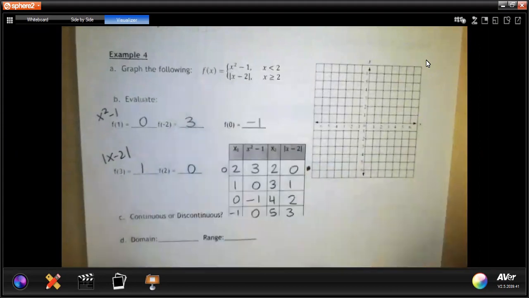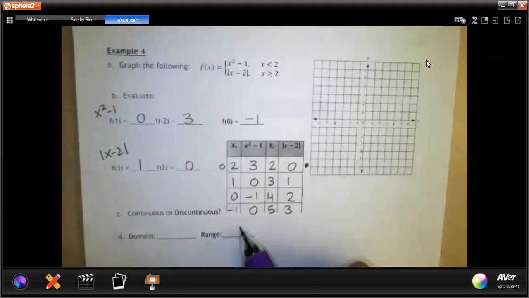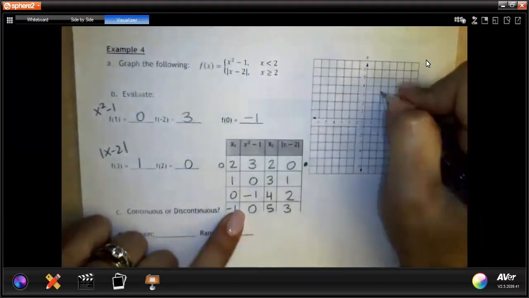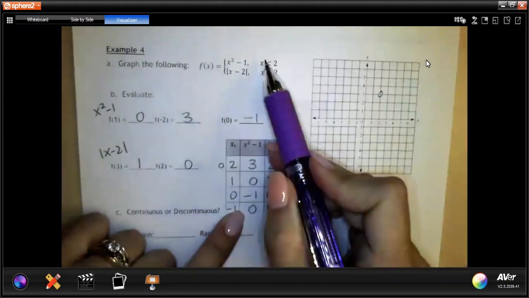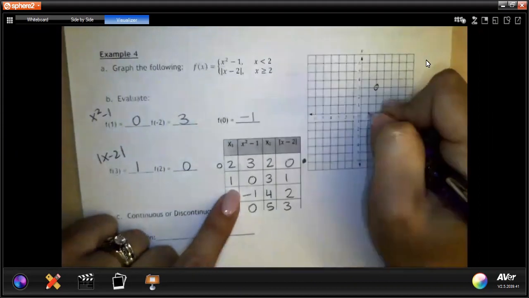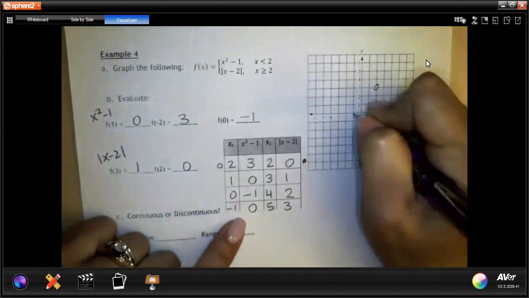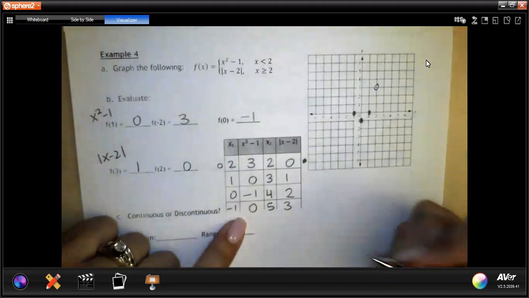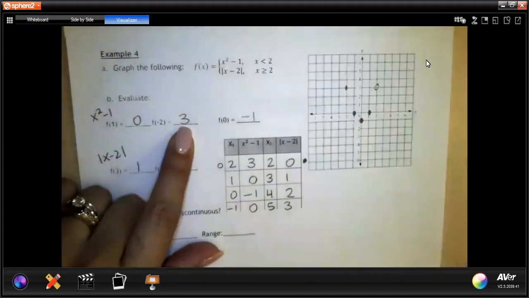Now we're ready to graph this. I'm going to start graphing these first ones. So I go to 2, 3, and I'm going to do my open circle there because we decided it was open since there was no equal sign. Then I got a point at 1, 0, 0, -1, -1, 0. We actually still have this one here at -2, 3. If you wanted to graph more points so you could see what's going on.